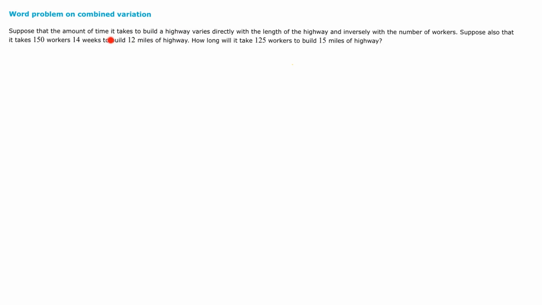Right here, it says, the amount of time it takes to build a highway varies directly with the length of the highway and inversely with the number of workers. There are some key hints here, so I'm going to look at some key variables. T is a measurement of time, L is the length of the highway, and W is the number of workers. The best thing to do when you're translating everything is to simply write it all down.